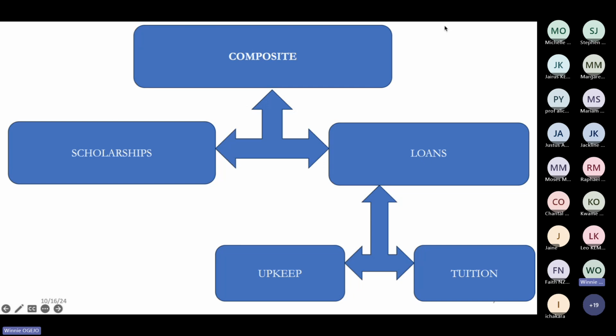The upkeep component is what the student receives to manage their daily expenses. That is food, stationery, accommodation, and all those daily components that they need to take care of. And then the tuition part is what goes directly to the university. So just for clarity, you'll need to have this at the back of your mind as we will be having the conversation on equity.